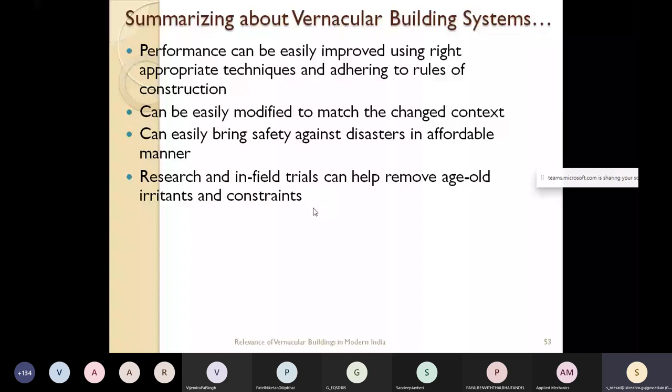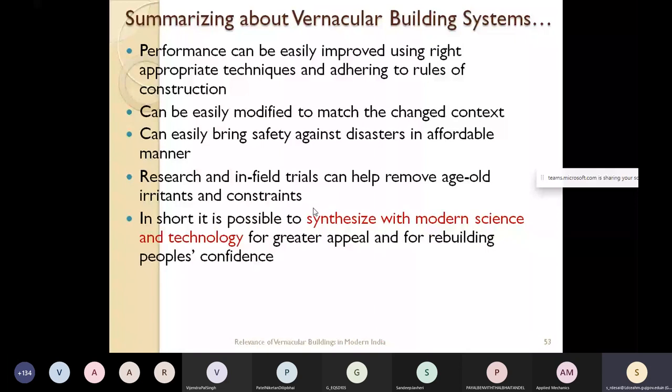Why can't the IITs and NITs do research on that? The timber preservation, why can't that be made mainstream? Why can't every village treat the timber, all right? A lot of simple things. So what is required is to do a synthesis of modern science and technology with the traditional systems, okay?